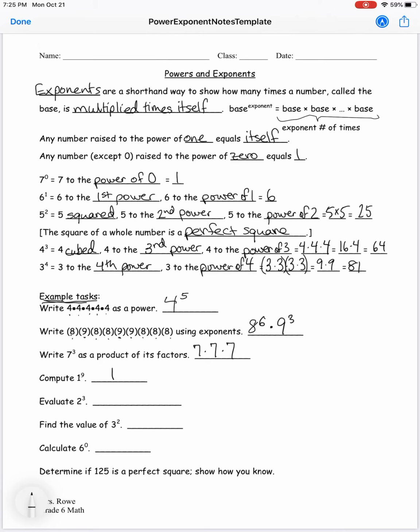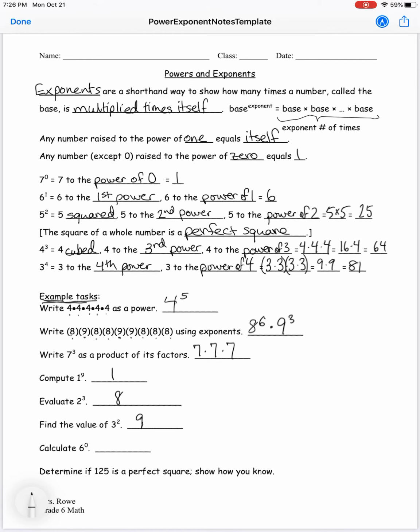Next is evaluate 2 to the 3rd power. 2 times 2 is 4, times another 2 is 8. Now, if the 2 and the 3, the base and the exponent there, are flipped, it doesn't equal the same thing. It's not like multiplication where you can switch around the numbers. Find the value of 3 squared, or 3 to the 2nd power. 3 times 3 is 9. So clearly we can't just swap them out and get the same answer.